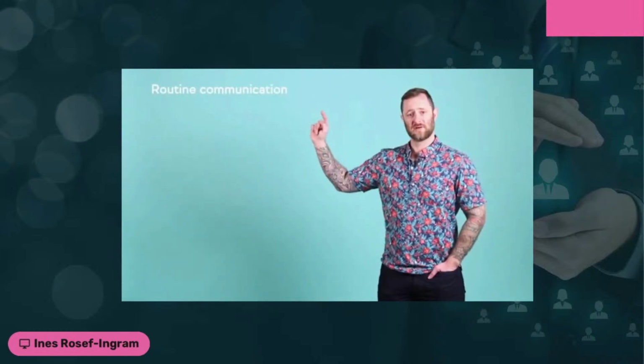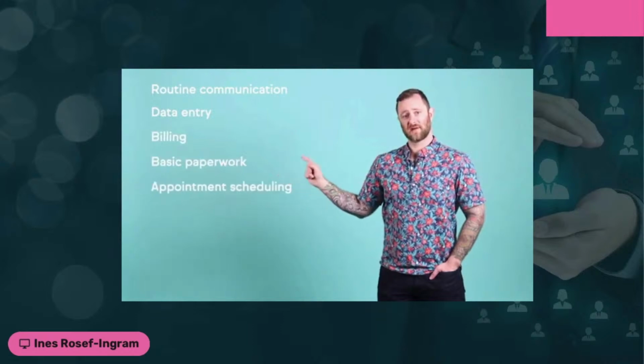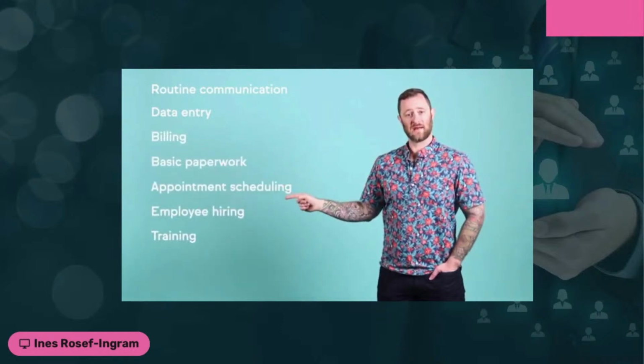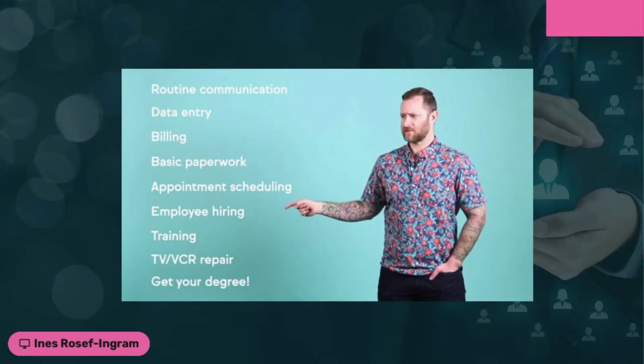Still unsure where to apply automation created by software like Keep? Here are just a few of the top performing areas being automated by successful small businesses as we enter 2020. Routine communication, data entry, billing, basic paperwork, appointment scheduling, employee hiring, training, TV VCR repair, or get your degree. You can major in business management or accounting. Wait, that's a different commercial. And as we've discussed, email campaigns, follow-ups, and customer journey monitoring.